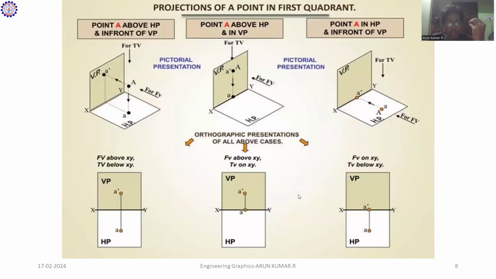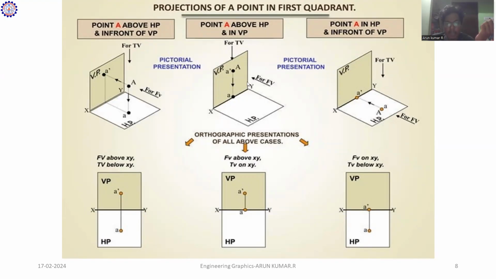For easy understanding, take the first quadrant. In the first case, the point A is above HP and in front of VP. The point A above HP is seen as A dash in the front view, and the top view is seen as A in the HP plane, that is the horizontal plane. This is a pictorial representation, which means a three-dimensional view of the object. For understanding, we have to show the diagram here.